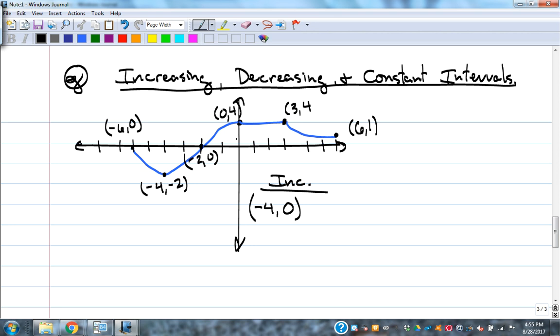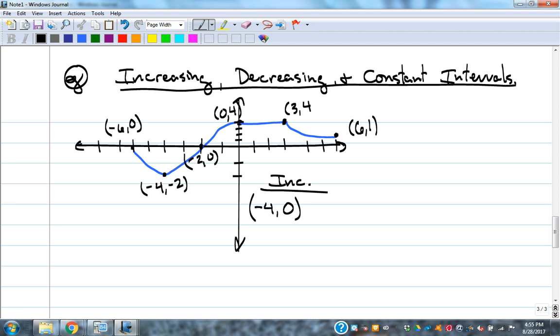My grid is definitely not to scale, but that's okay. Should have done this on graph paper, but I didn't. All right, so we got these ordered pairs.